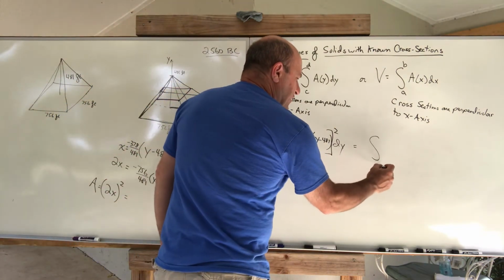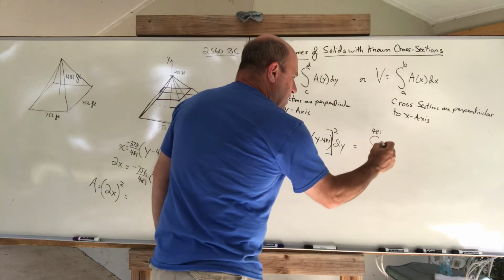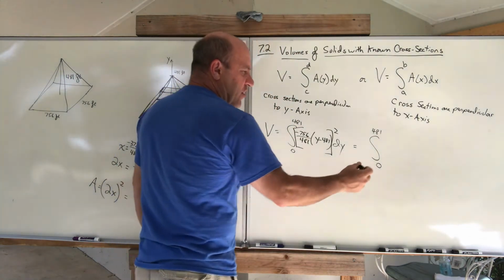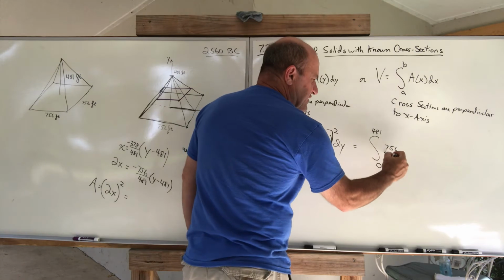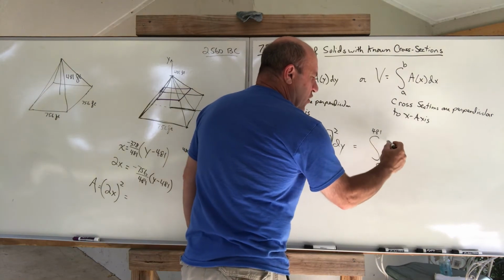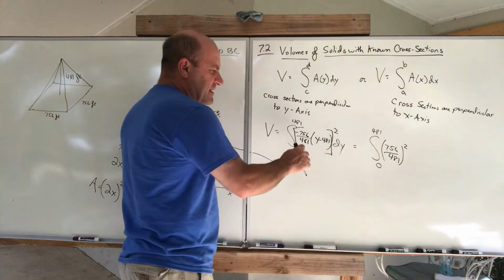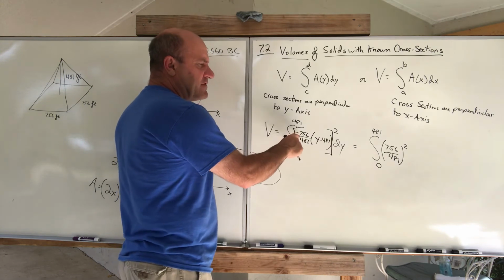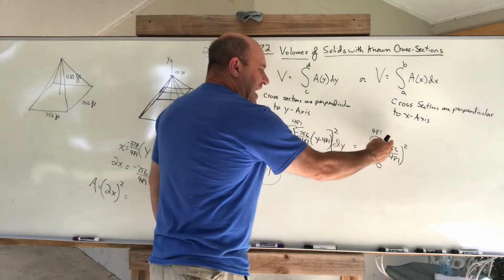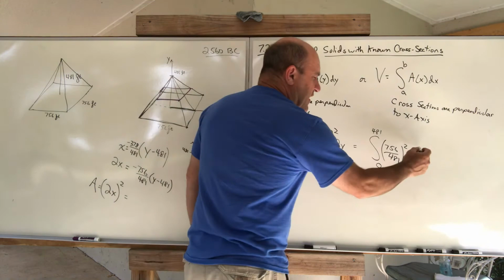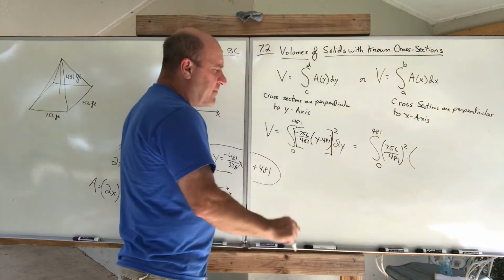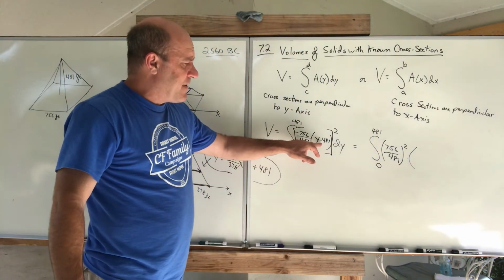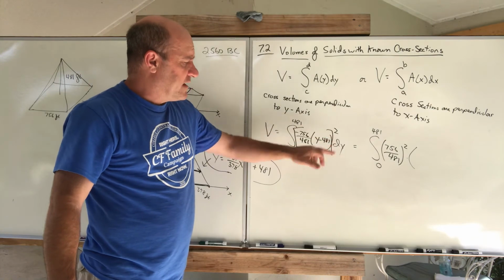So I'll be doing an integral from 0 to 481. I will square that number. It'll be 756 over 481, the whole quantity squared. Since I'm squaring it, I just took off the negative sign. I'll be able to pull that constant out in front of the integral, but I can leave it there. But then I'm going to be integrating this y minus 481 quantity squared.